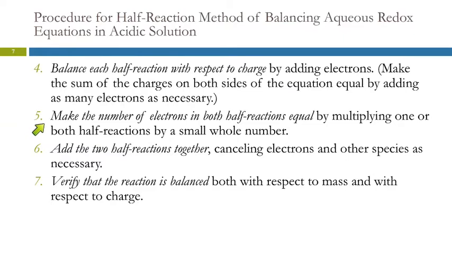After you've done that, you have to make sure that you have the same number of electrons in both half reactions, because when you add them together, you want the electrons to go away. You add them together, you cancel the electrons and anything else, and then you double check your work. Okay.